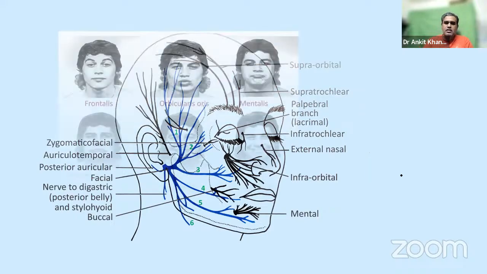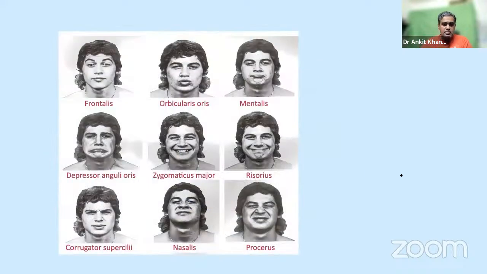These are all the muscles of facial expression. I will show you more in the notes as well. So, frontalis, see over the frontalis, right? Horizontal wrinkling over the forehead. Orbicularis oris, mentalis, depressor anguli oris, zygomaticus major, laughing face, risorius, angles of the mouth, corrugator supercilii, the vertical wrinkles on the medial side of the forehead, nasalis, dilator of the nasal opening, procerus again for the nose and the forehead part. So this is all about the face.